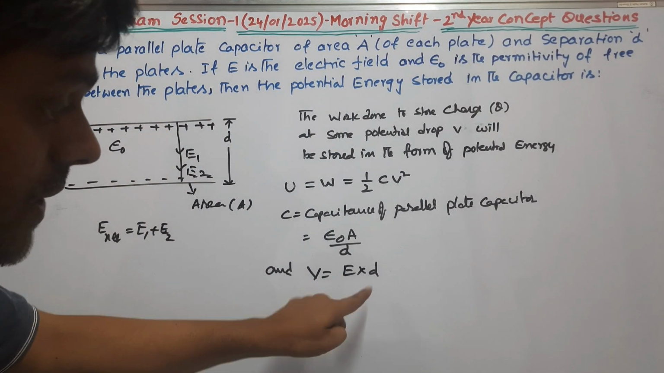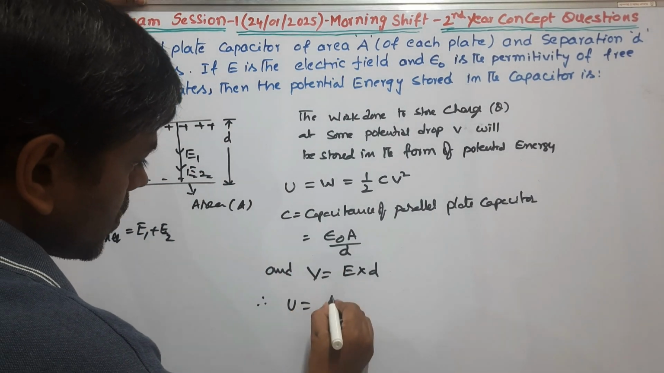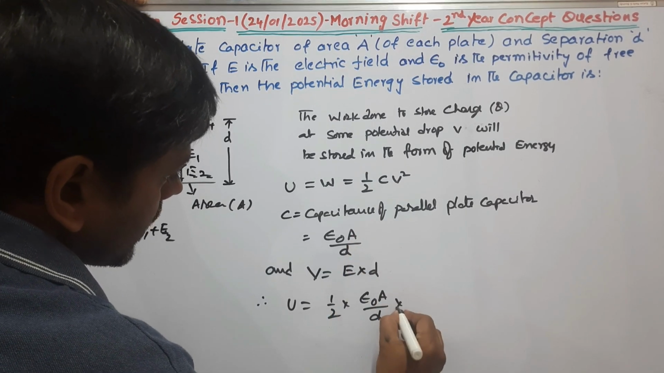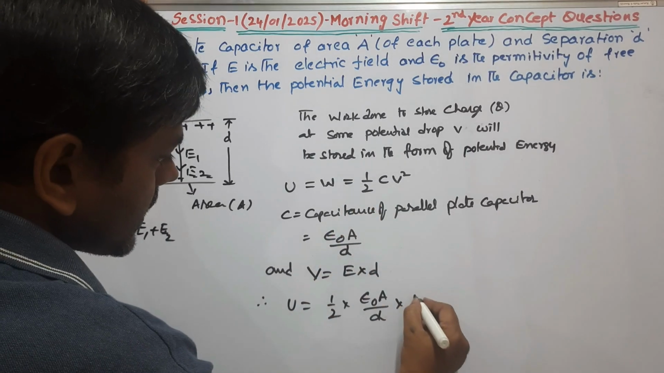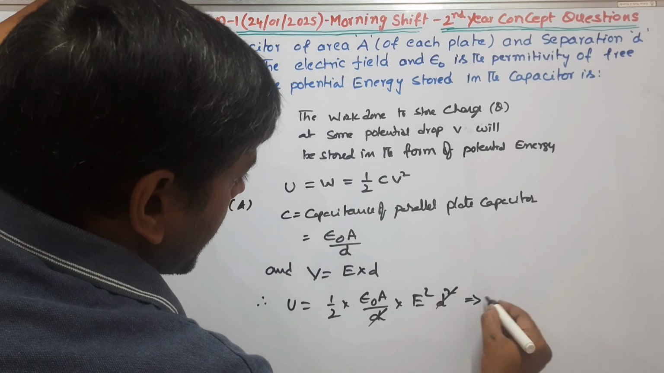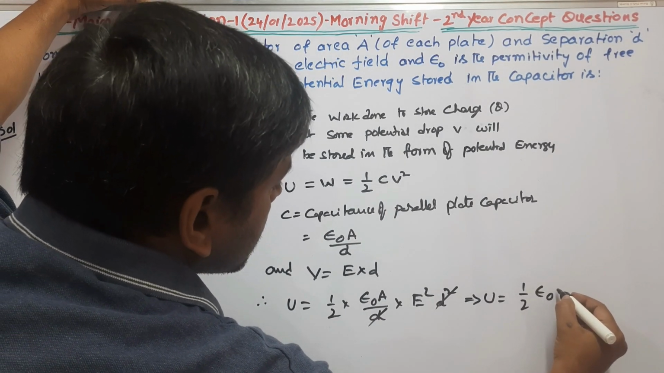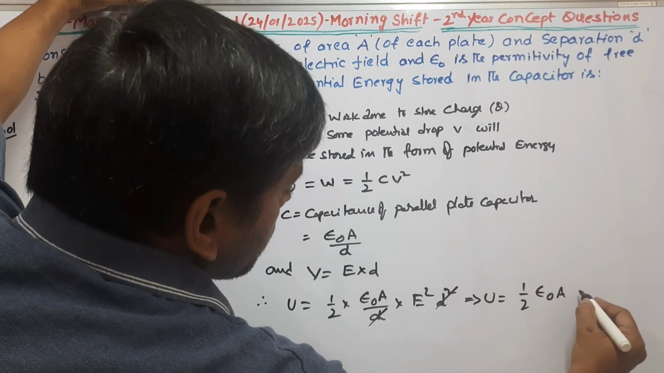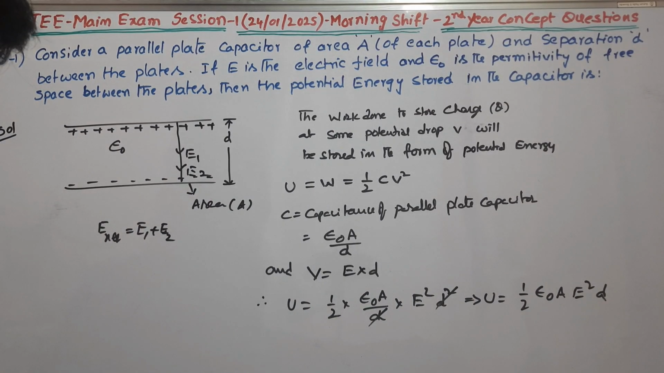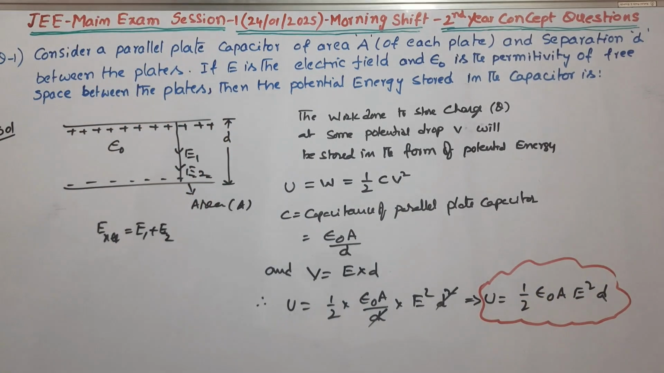Therefore energy stored U is equal to half into C, which is epsilon naught A by D, into V square, which means E square into D square. One D is cancelled. That implies energy stored U is equal to 1 by 2 epsilon naught A into E square into D. This is the answer for this question. That's it.